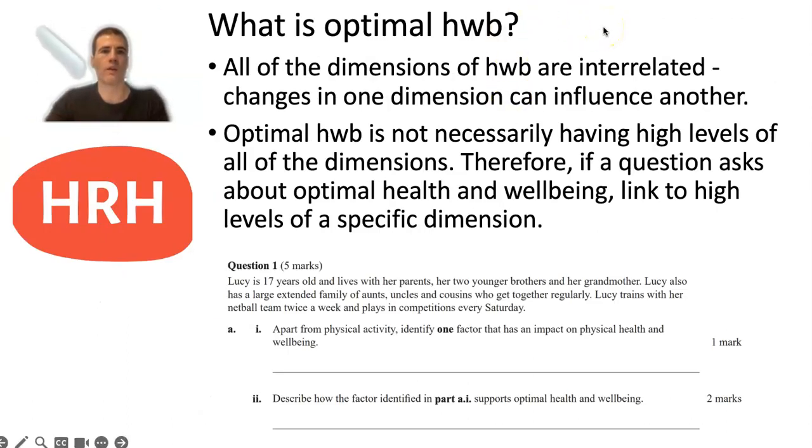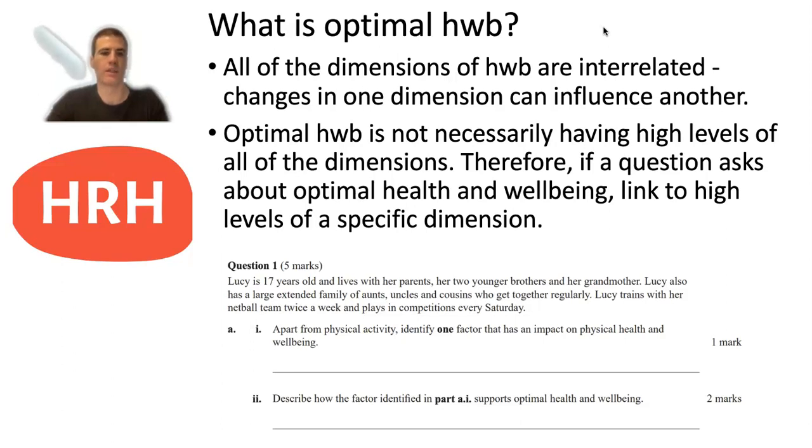So students often ask me, what happens if a question comes up in the exam that asks about optimal health and well-being? Obviously you're probably aware that all of the dimensions of health and well-being are interrelated, and so changes in one dimension can influence another, but optimal health and well-being is not necessarily having high levels of all of the dimensions of health and well-being at once. Therefore, if a question does ask about optimal health and well-being, I'd recommend that you link to high levels of a specific dimension to answer that particular question.